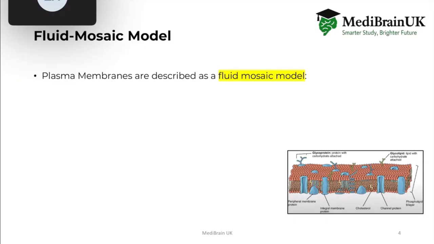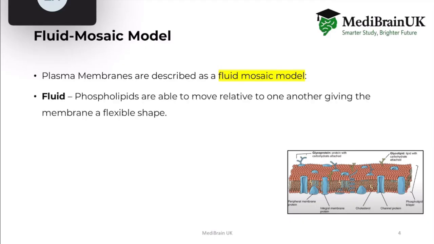And whenever exam questions are asked this, they will normally be worth 2 or 3 marks. And the way to gain maximum marks on questions like this is you need to define what the fluid is and what mosaic means. And then once you've defined them, that will get you your marks. So we're going to start off by defining what fluid means. Fluid means phospholipids are able to move relative to one another, giving the membrane a flexible shape.